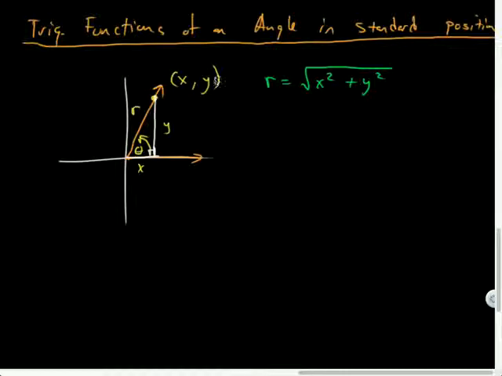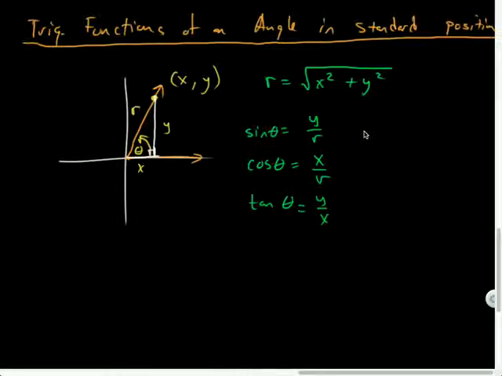So if I gave you the coordinates of a point and wanted you to find the trig ratios for it, you could first find the value of r just by doing the square root of x squared plus y squared. And then you could find each of those trig ratios. Sine, cosine, tangent, and their reciprocals, right? Sine theta is going to be y over r. So instead of y over 1, it's just y over r. Cosine theta is going to be x over r. And tan theta is still going to be y over x.